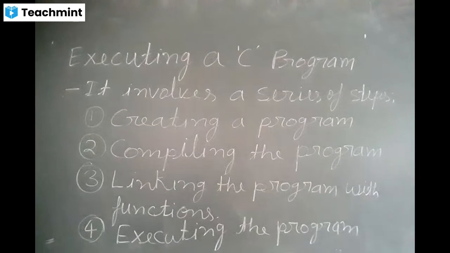These are four steps involved in executing a C program. Before executing the program, we should create a program, and after the creation, we should compile the program, and after compilation, we should link the program with the functions which are used in that program, and finally execute the program. So all these steps involved in a C program are creating, compiling, linking, and executing.